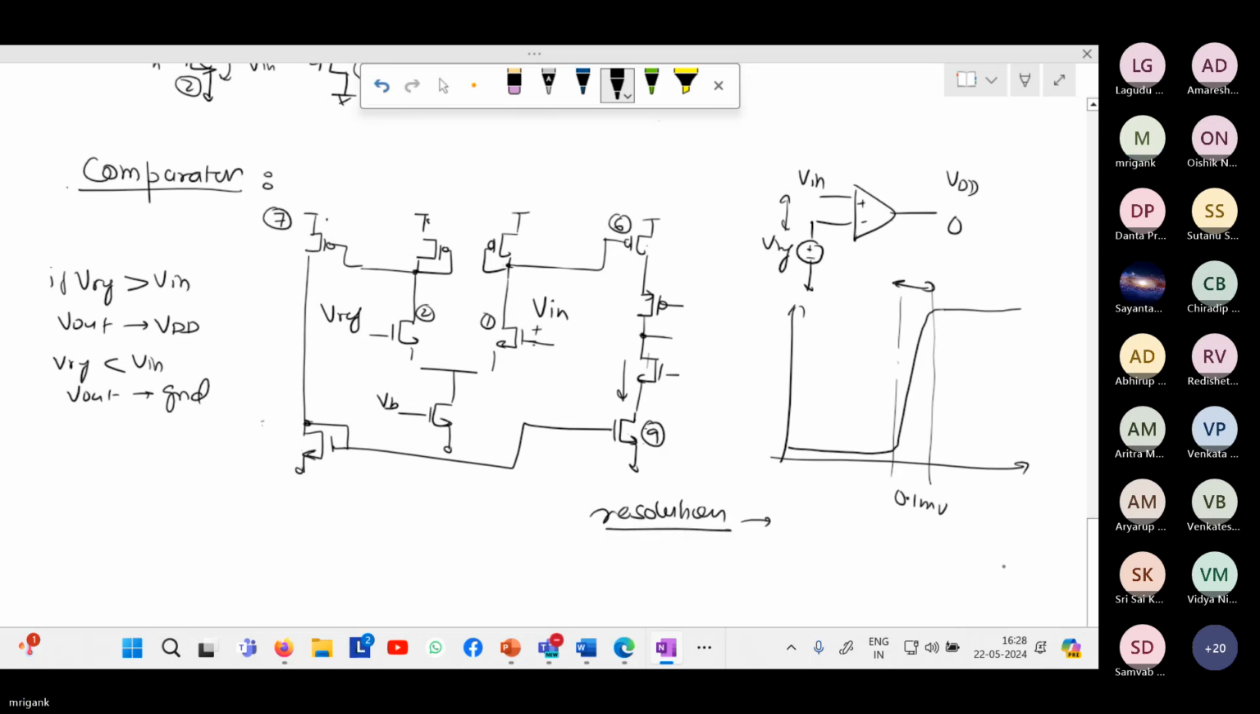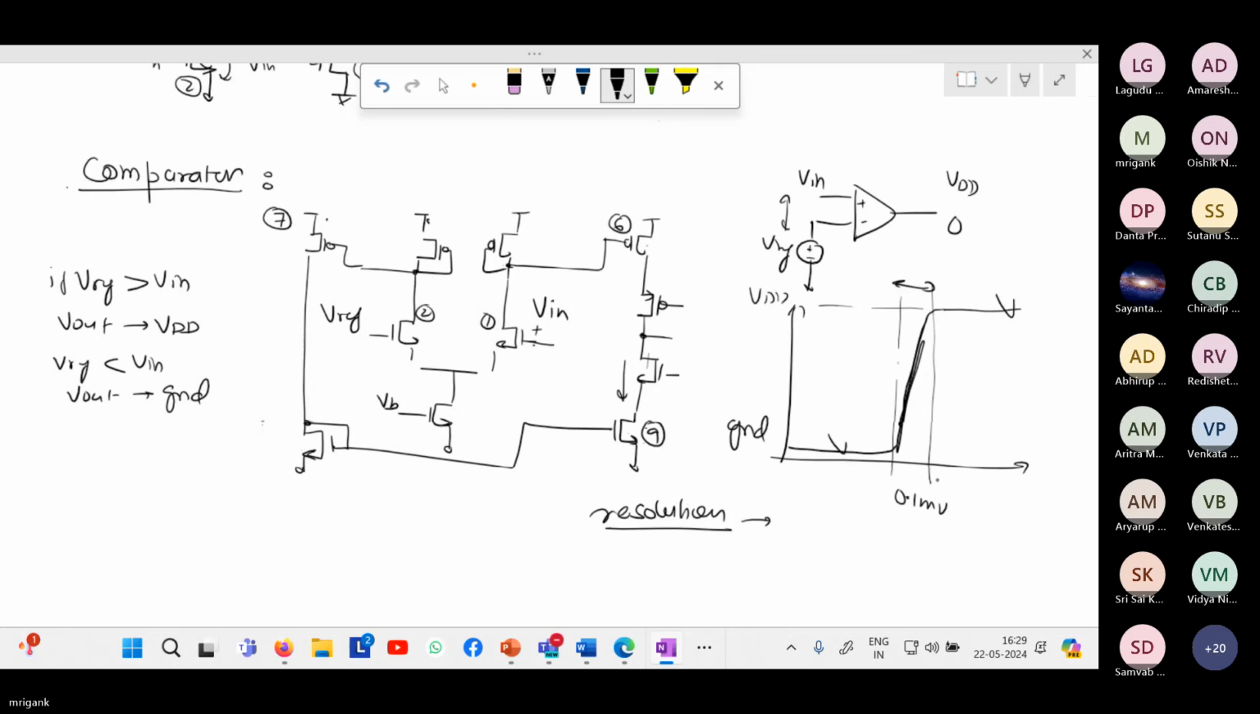That means the minimum difference between the input and the reference for which it will switch completely from VDD to ground. So this level is VDD, this level is ground. So here in the comparator operation, we are not interested in this region. We are interested in this and this. So in this case, if the region is 0.1 millivolt broad, then we can say that the resolution is going to be close to 0.1 millivolt, because it can resolve a 0.1 millivolt difference in VDD and ground.